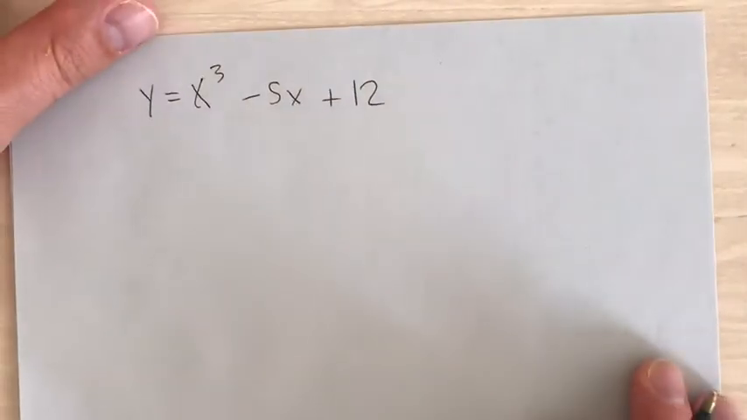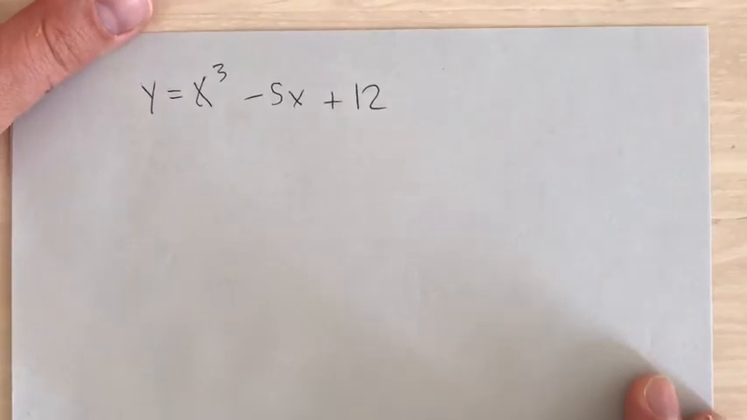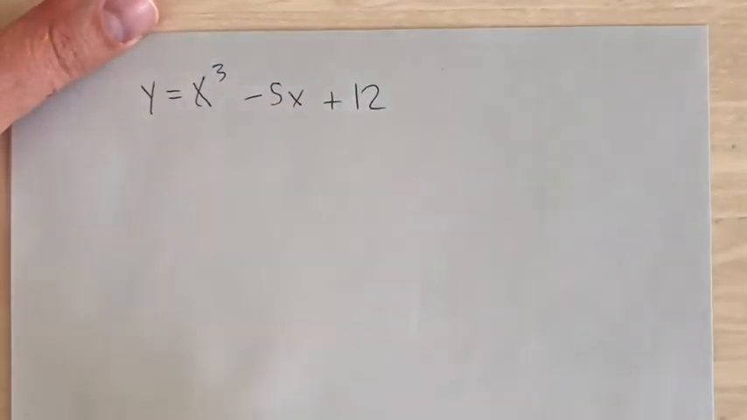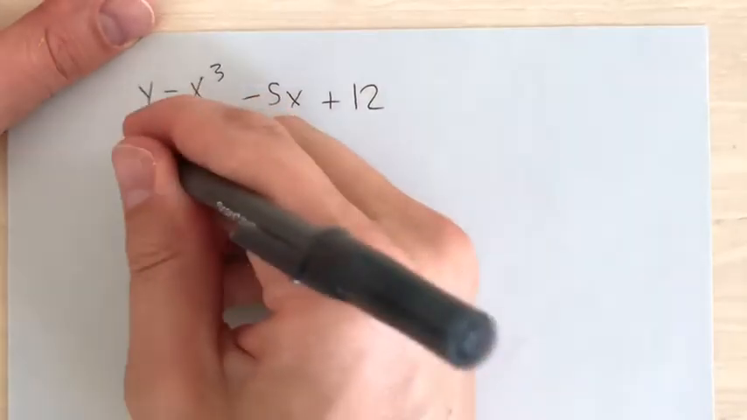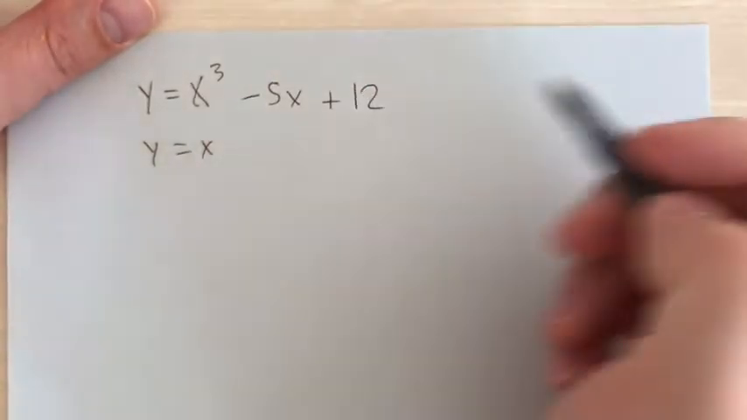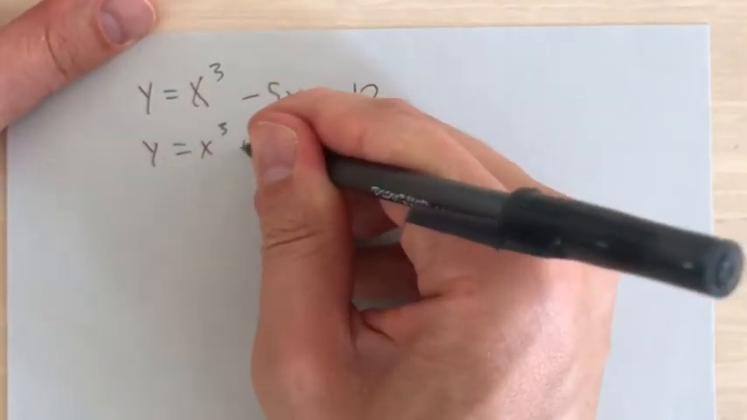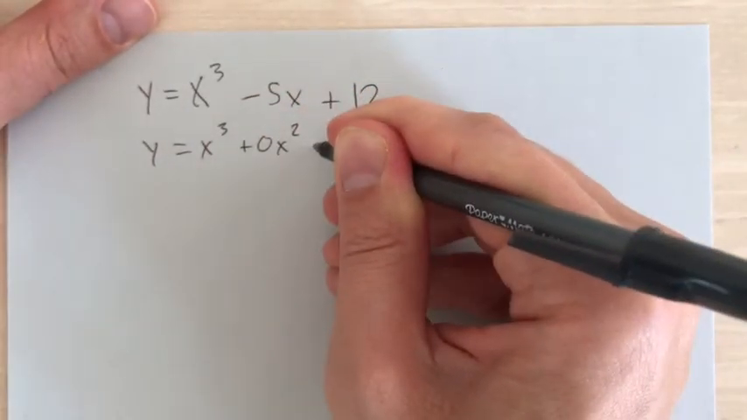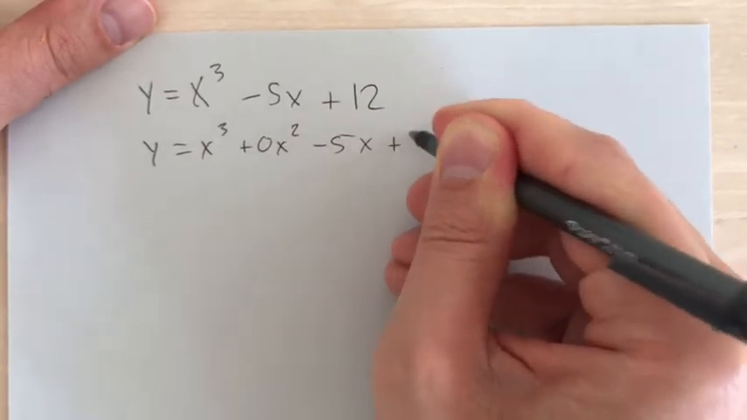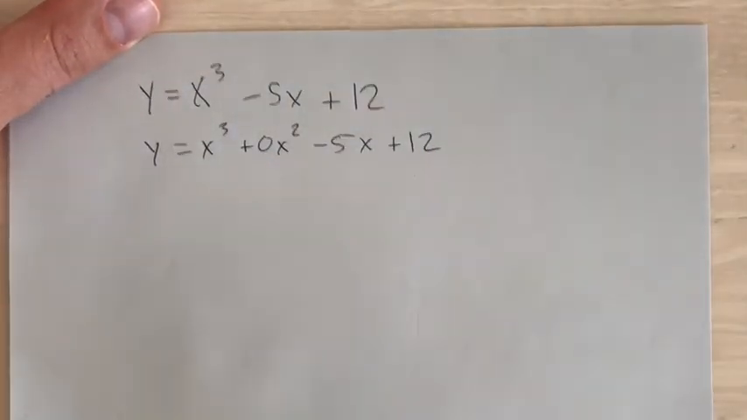So we're going to, in this problem, fully factor and then look for all the roots of this polynomial. Now, to make this problem just a little bit easier, I'm going to rethink of this because it's missing its x squared term. I'm going to think of this as x cubed plus 0x squared minus 5x plus 12, making this problem just a little bit easier for me.